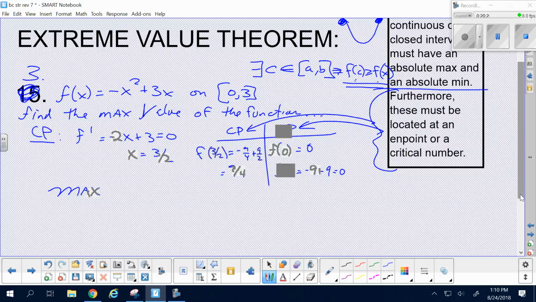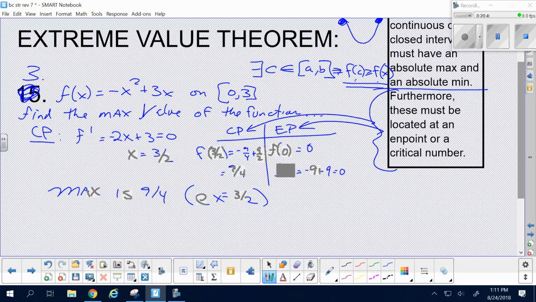All right, so the question then is, what do you cite? Do you say the max value is 3 halves or the max value is 9 fourths? 9 fourths. It says what's the max value of the function, and that's the y value. It doesn't say where is the max, which would be 3 halves. It says what is the max. The max is 9 fourths. If you want to parenthetically say at x equals 3 halves, that's fine, but not necessary.